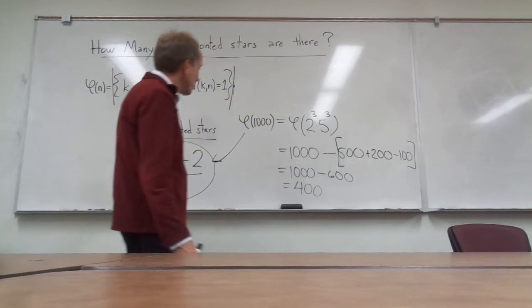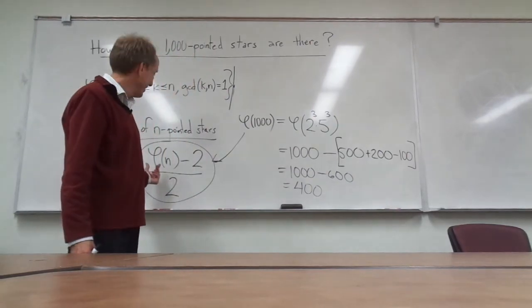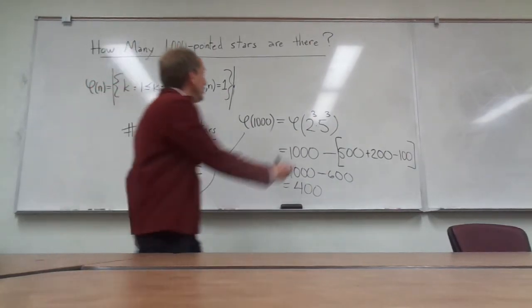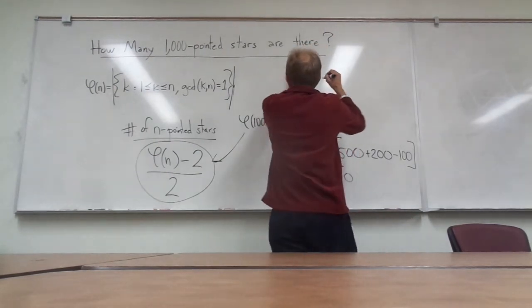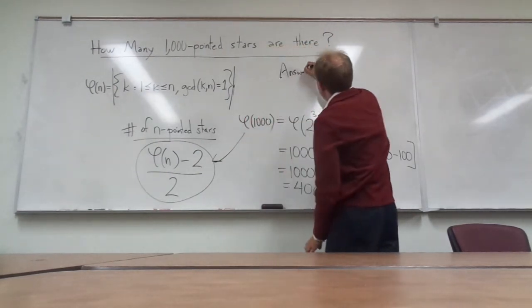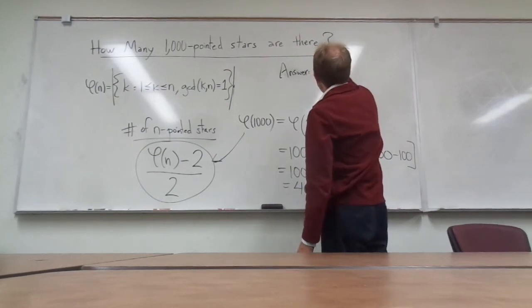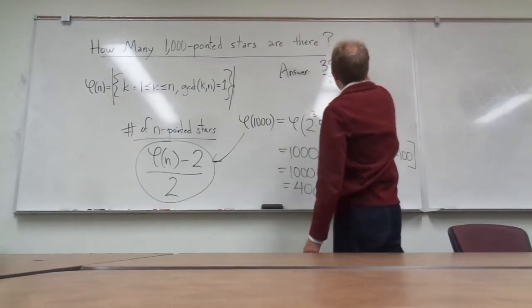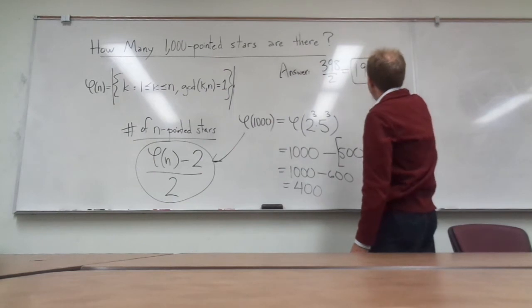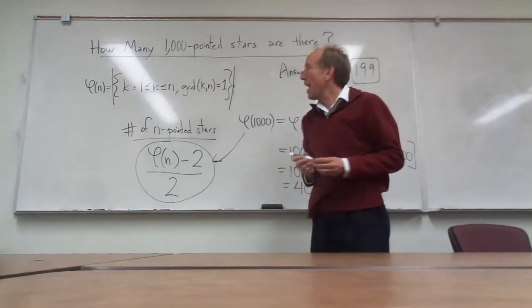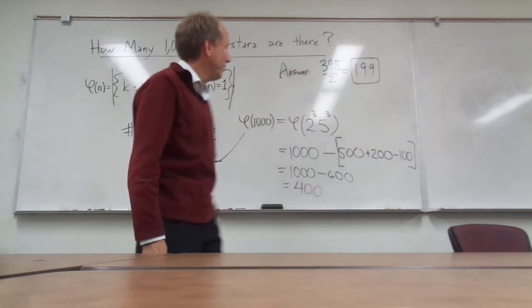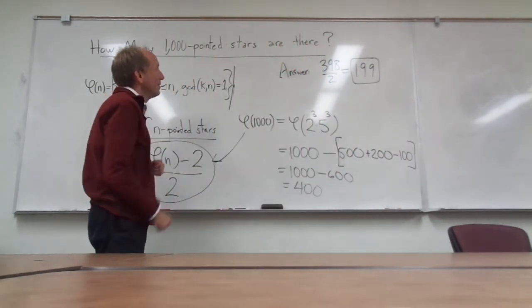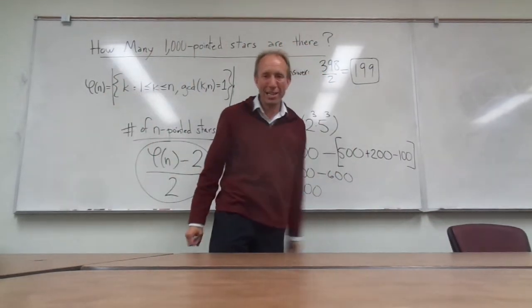So how many 1,000 pointed stars are there? 400 minus 2, over 2. So the answer is 398 over 2, which is 199. So now you know how many n pointed stars there are for any value of n. Here's the general formula, and here's the answer for n equals 1,000.